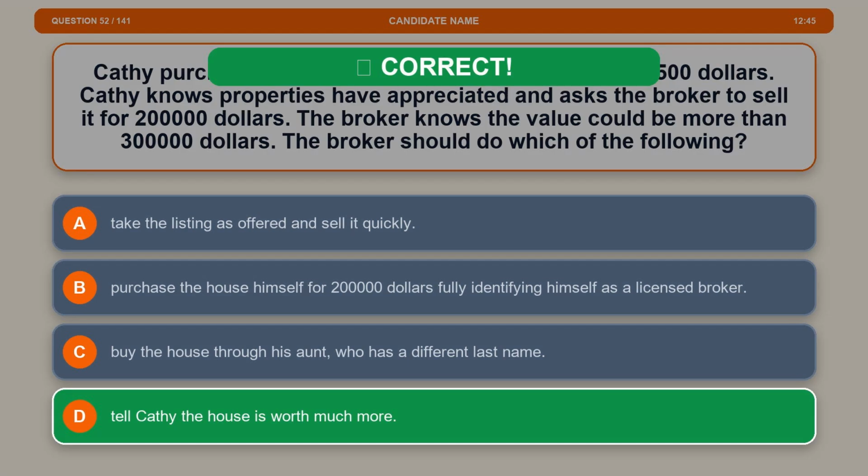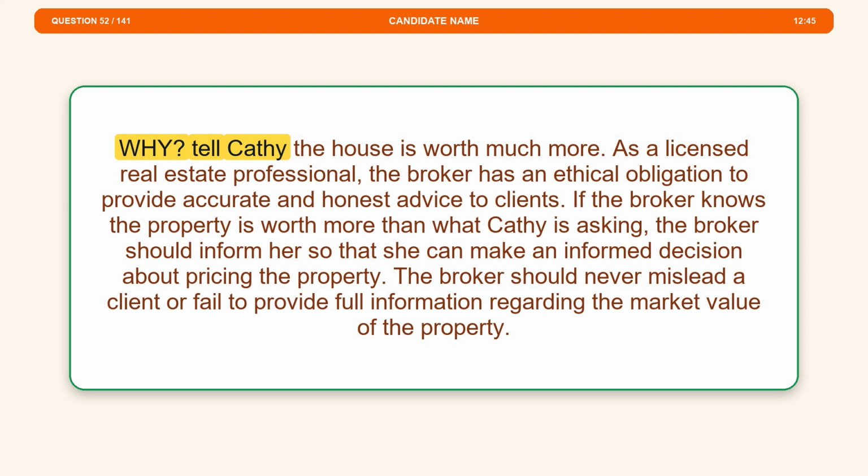The correct answer is option D. Tell Kathy the house is worth much more. As a licensed real estate professional, the broker has an ethical obligation to provide accurate and honest advice to clients. If the broker knows the property is worth more than what Kathy is asking, the broker should inform her so that she can make an informed decision about pricing the property. The broker should never mislead a client or fail to provide full information regarding the market value of the property.